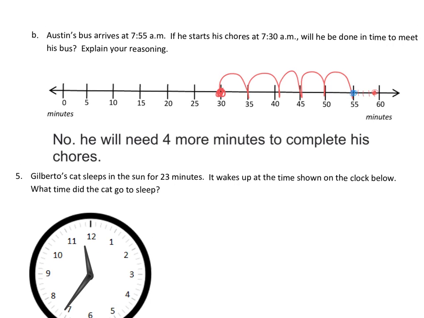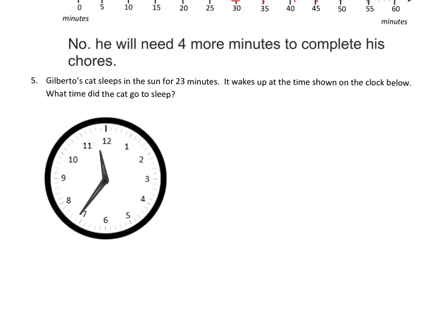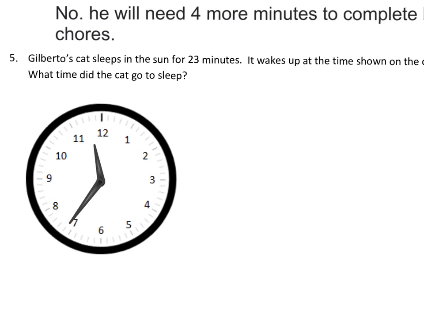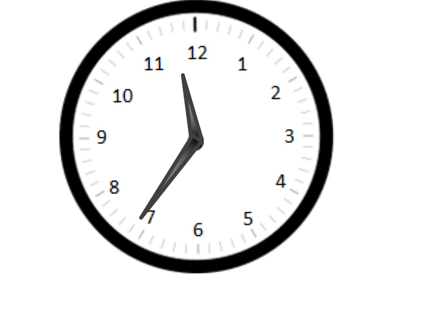All right. Number 5. This is our last one. A lot of space to work here, too. Gilberto's cat sleeps in the sun for 23 minutes. It wakes up at the time shown on the clock below. What time did the cat go to sleep? So if he sleeps for 23 minutes, that means we need to figure out 23 minutes before he slept. So we need to make 23 minutes in jumps. I'm going to use a color to make it easier to see on the black clock.